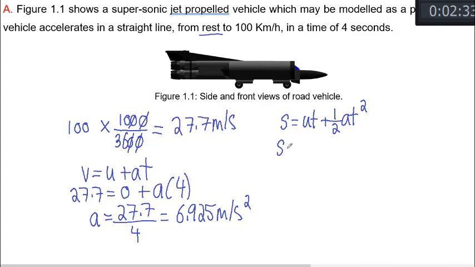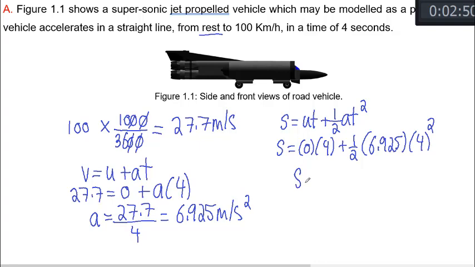So we're going to say the distance is equal to 0 multiplied by the time plus a half multiplied by this acceleration here, 6.925 multiplied by 4 squared. Plug these numbers in and you get a value of 55.4 meters.